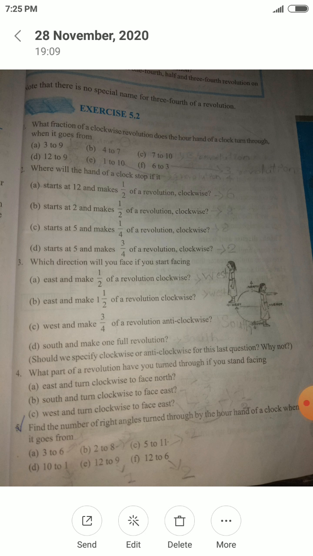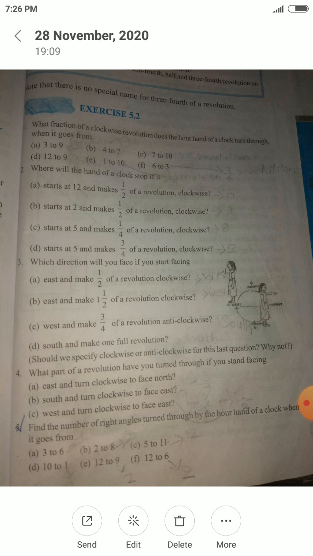And from 2 to 8, that is a straight angle, 2 right angles. They have asked how many right angles, only right angles. Here question B is 2. 5 to 11, question C. 5 to 11 is 2 right angles. Question D. 10 to 1. 10 to 1 is 1 right angle.